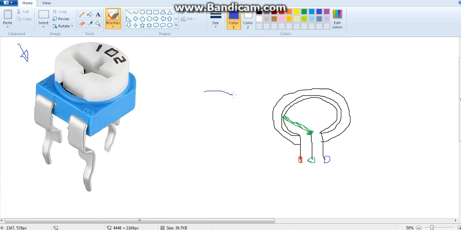So this picture, the second diagram, is showing the internal structure of the component, right? So you can see there are 3 pins, right? So here also 3 pins, and here also 3 pins. So let's say you are naming them A, B, and C, okay? Here you can say this is A, the middle one is B, and this one is C, okay?